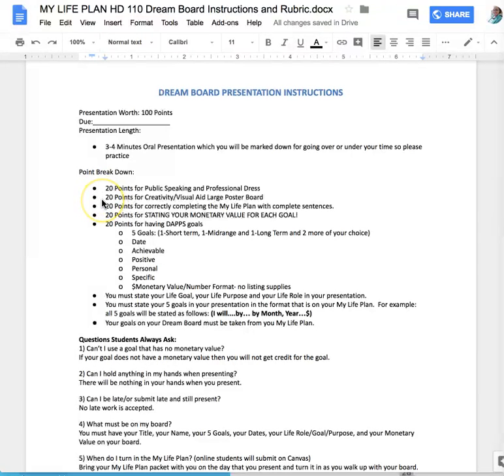You will get 20 points for creativity and a visual aid. Your visual aid is a large poster board. The trifold science board is fine, or a large styrofoam poster board from any office supply store. Do not get a small board.